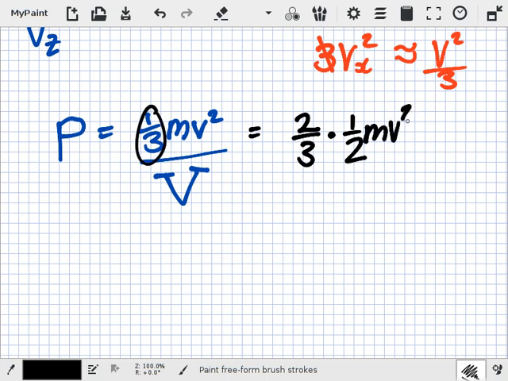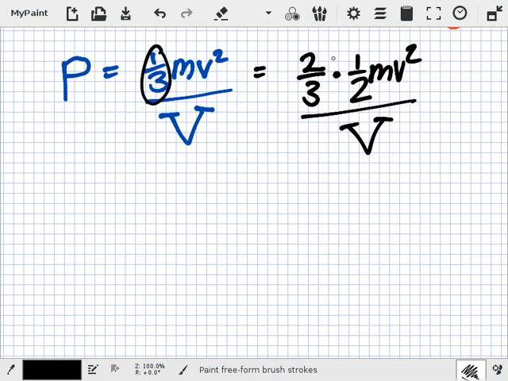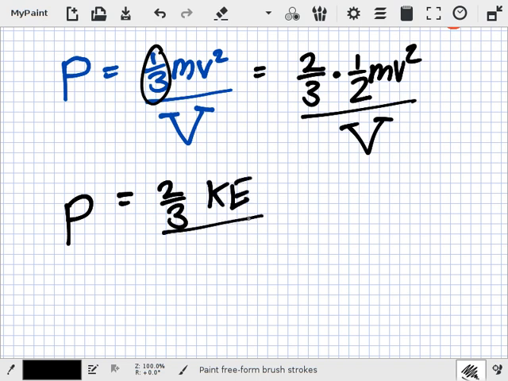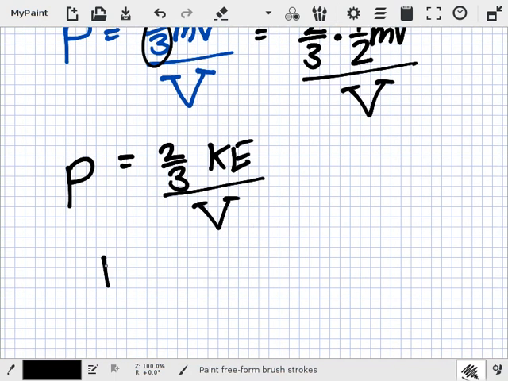Now, can anybody see why I might want to make that little change? What have I achieved by doing that? Do you recognize anything in this formula? Yeah, kinetic energy. Okay, so you have pressure equals 2/3 times the kinetic energy over the volume. So now you get pressure times volume equals 2/3 times the kinetic energy.